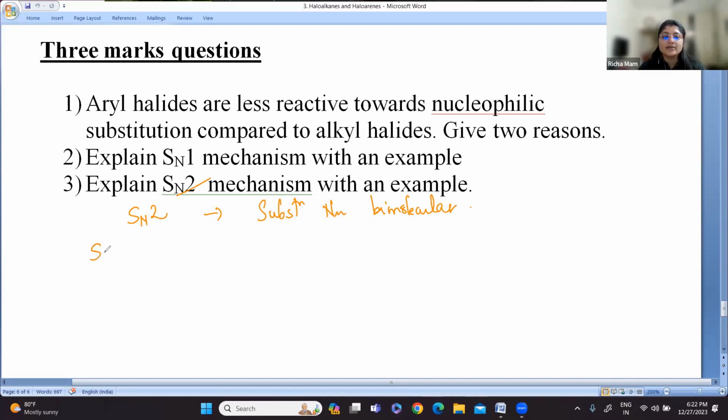So the SN2 mechanism proceeds with a one step mechanism. It proceeds by one step. So what is the one step? First we will write the general reaction. First we are supposed to write the general reaction. So I'll just take this down.